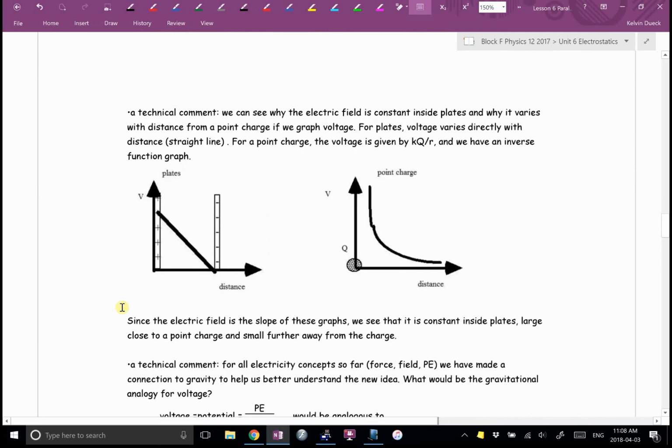So a little technical comment if we turn the page. We can see why electric field is constant inside plates and why it varies with distance from a point charge if we graph it. So for plates, the voltage is linear, and the electric field is just V over D, with no exponents and no yuckiness. But here, we have a 1 over R graph. This is a reciprocal of a radius. You're going to get a curve, a constantly changing slope.